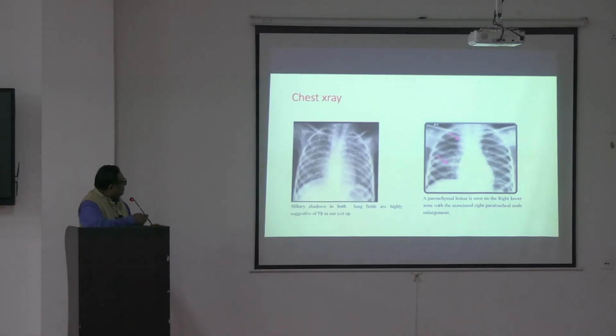This is the miliary. See, here are the big miliary shadows. Miliary shadows are there. Here, you are seeing one gland is there, plus some pneumonitis is there. Heterogeneous pneumonitis. Heterogeneous, not homogeneous.